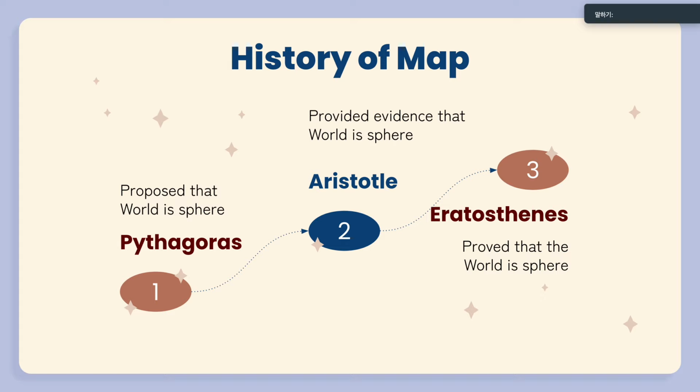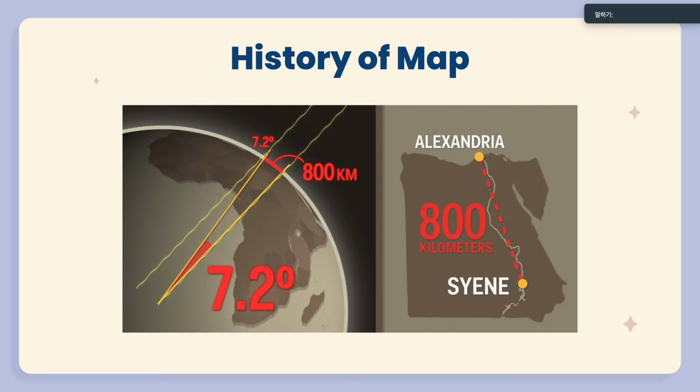The first person is Pythagoras, and you might have heard of him in your math class. Pythagoras is the first person who proposed that the world is a sphere. Then Aristotle provided evidence for Pythagoras' argument that the world is a sphere. And then Eratosthenes proved that the world is a sphere by measuring the Earth's circumference.